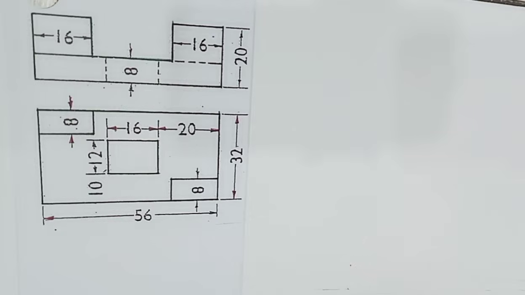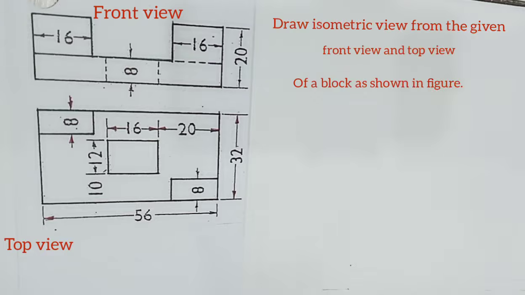Hi, welcome to the discussion of isometric views. Here we are converting orthographic projections into isometric views. Here the front view as well as the top view is given. From these two views we have to draw the isometric view of the object.